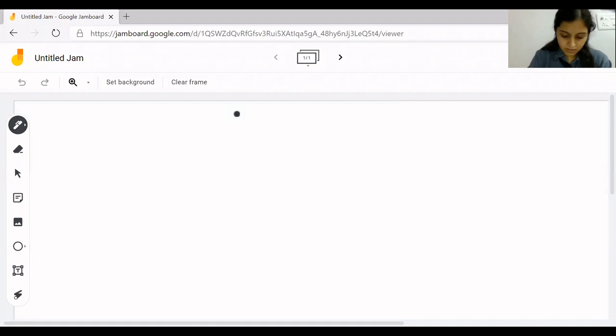Hello everyone, this is our session 3 on vectors. We are starting with the first exercise 5.1. I'll just do some important sums from this exercise. Let us begin. So we are starting with exercise 5.1.